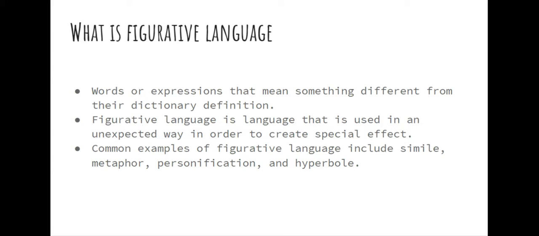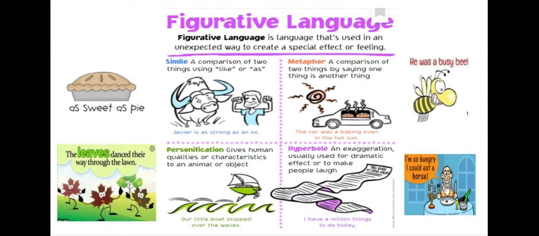So some common examples of figurative language include simile, metaphor, personification, and hyperboles. So looking at our anchor chart here, if you would like to take a moment and pause the video, you can take the time to write these into a journal so that you have them with you. These are the 4 types of figurative language that you will be discussing and identifying while reading your text.